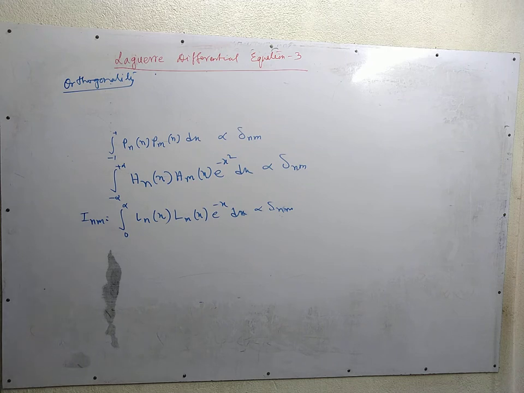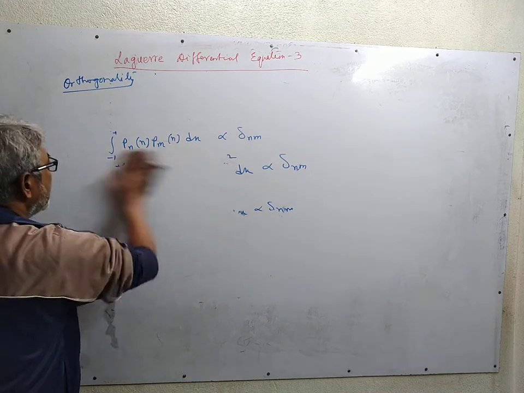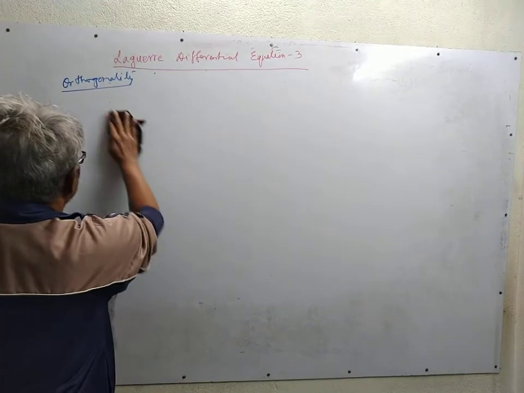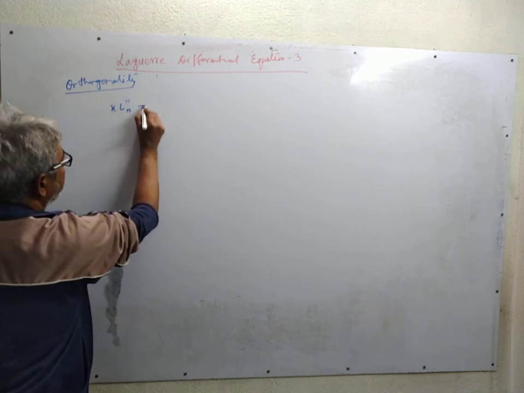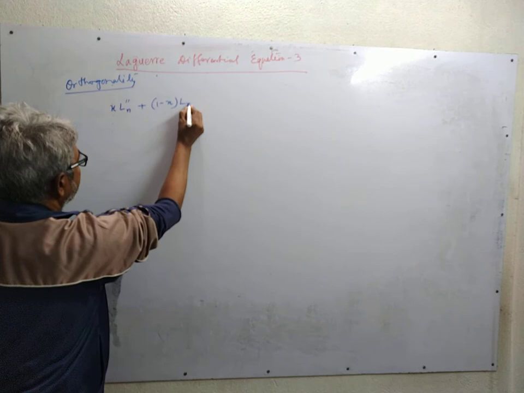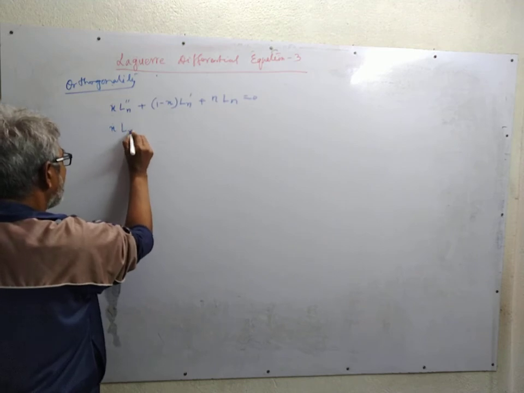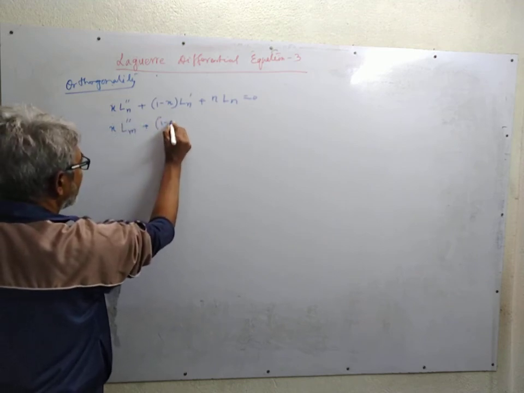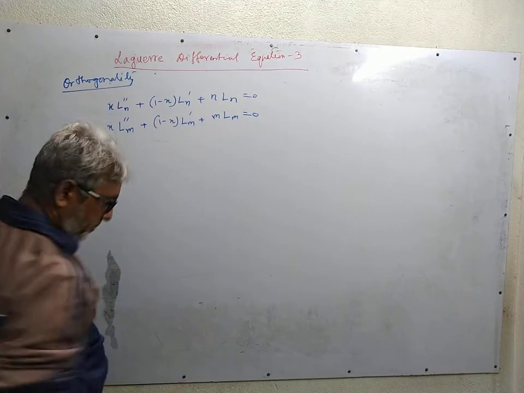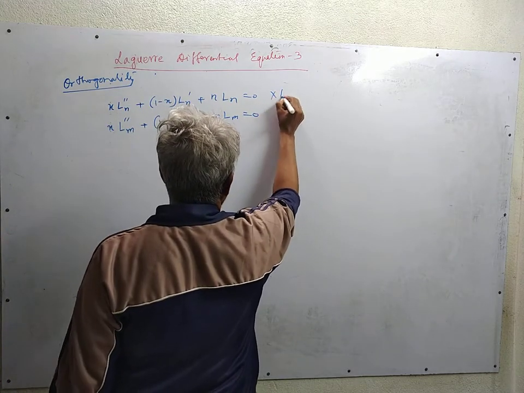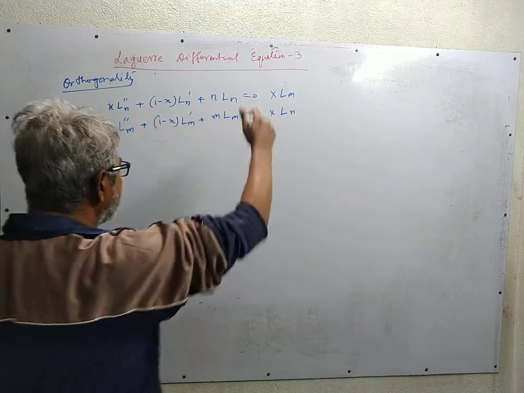To establish this, we first write the differential equation for Laguerre polynomial of two different orders, n and m. Ln satisfies this equation, x Ln double prime plus 1 minus x Ln prime plus n Ln equals 0. I am omitting the arguments, and the mth order Laguerre polynomial satisfies the corresponding equation. We multiply the first one with Lm and the second one by Ln and subtract the second from the first.